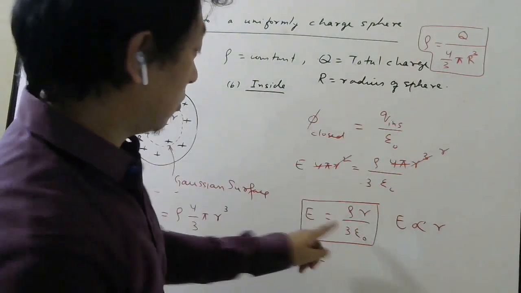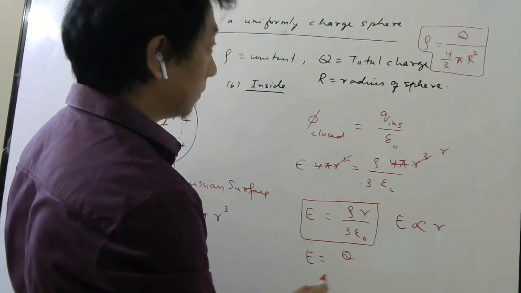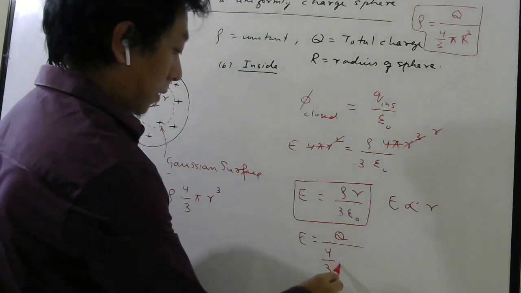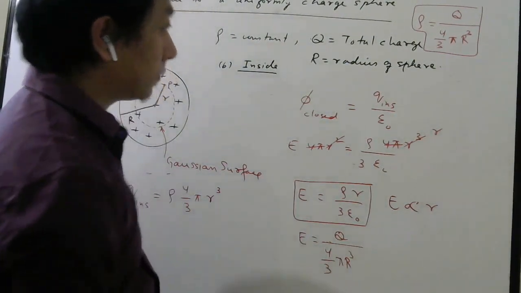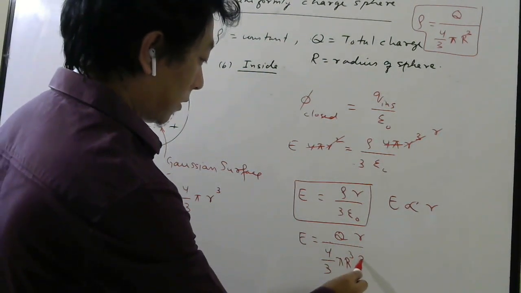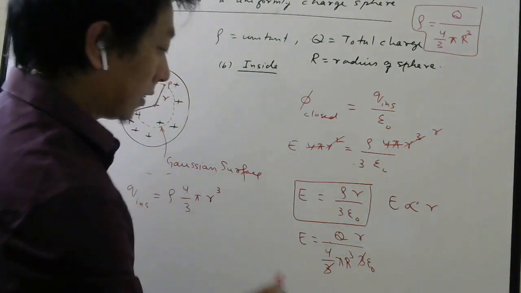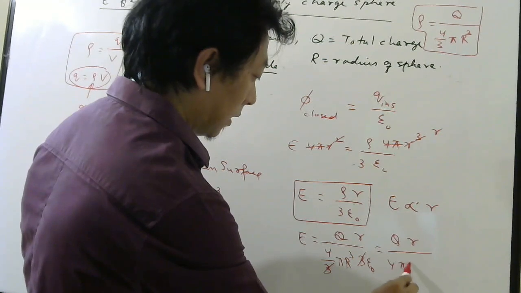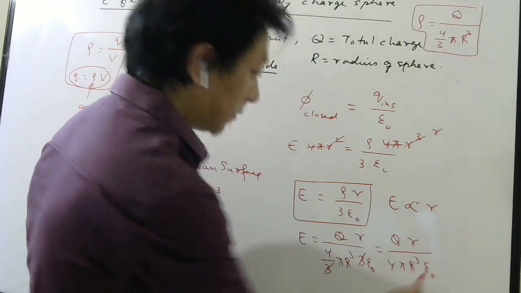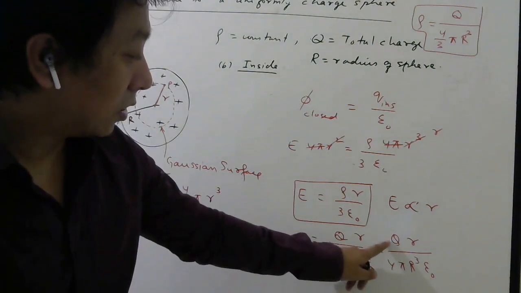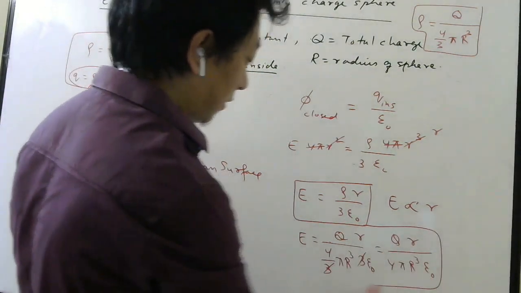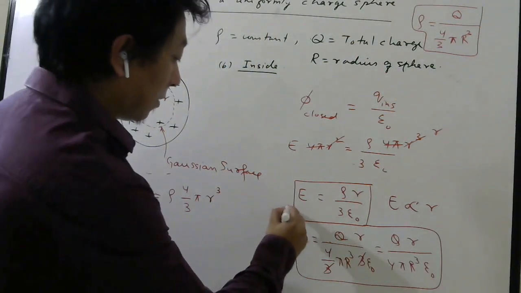So if I substitute this rho here, it will be Q divided by 4 by 3 pi capital R cube, and here small r by 3 epsilon naught. 3 will cancel, so it will be Qr divided by 4 pi R cube epsilon naught. Since the radius and total charge are constant, you can say electric field is proportional to r. So whichever formula you want, you can remember, but this is easy to remember.